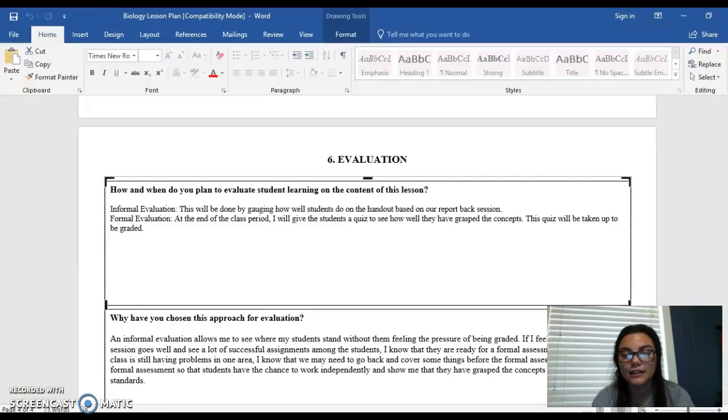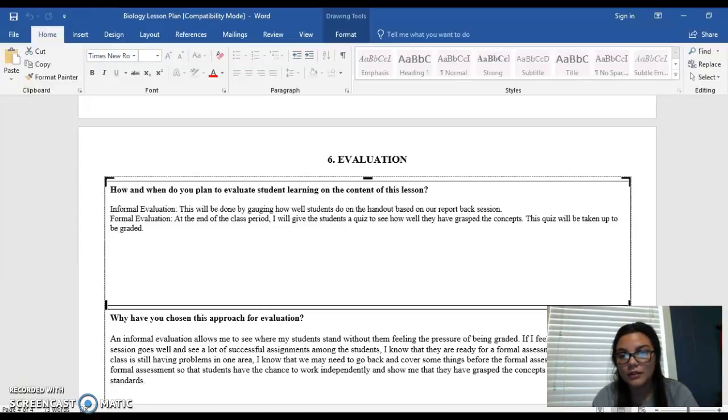I chose an informal evaluation because this allows me to see where my students stand without the pressure of being graded on something. And if I feel that the report back session goes well and I see a lot of successes among our students, I know that they're ready for the formal assessment. If the class is still struggling or we're still having problems in one area, I know that I may need to go back and cover some things with them before we take our quiz.